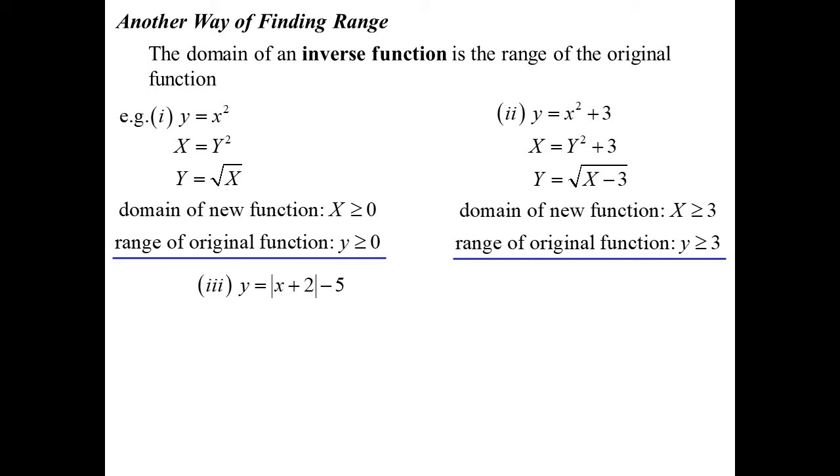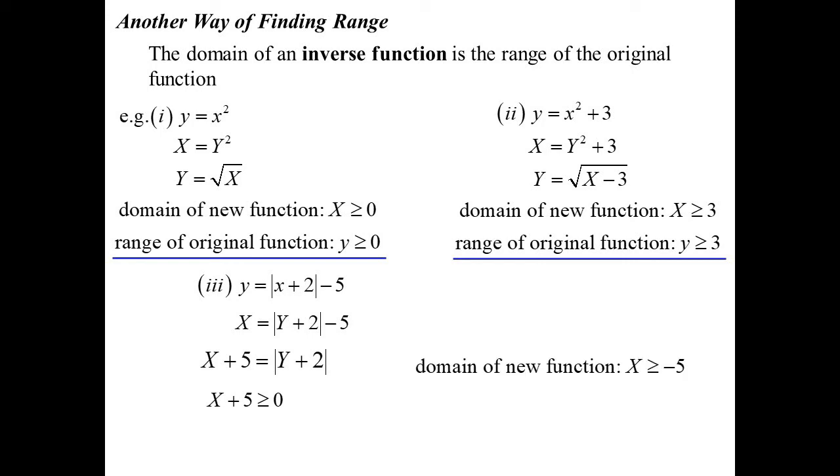Y is the absolute value of x plus 2 minus 5. Okay, we've got to be careful with this one because of the absolute value. So x is equal to the absolute value of y plus 2 minus 5. So x plus 5 is the absolute value of y plus 2. So x plus 5 would be greater than or equal to 0, because we're saying x plus 5 has to be a positive amount, because the answer is the absolute value of something. And so the domain of the new function would be x is greater than or equal to minus 5. Therefore, the range of the original function, y is greater than or equal to minus 5.